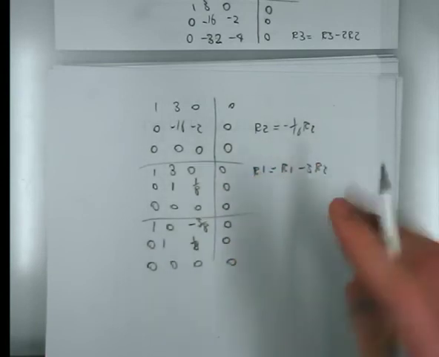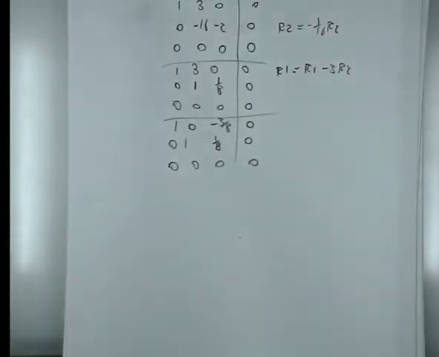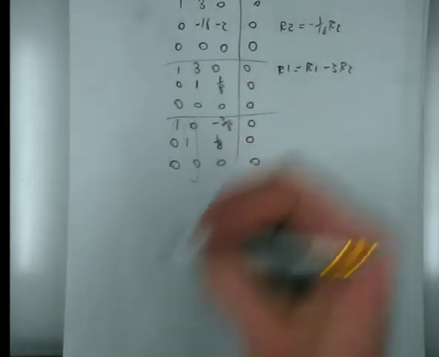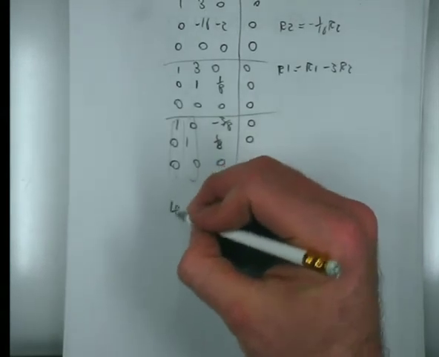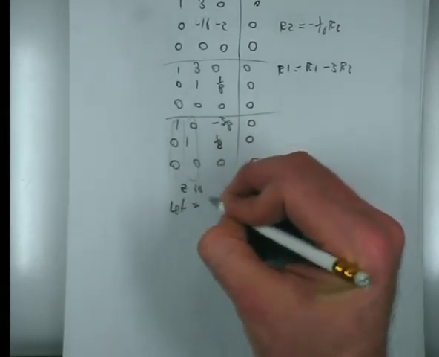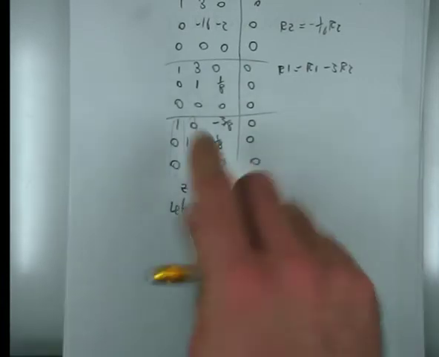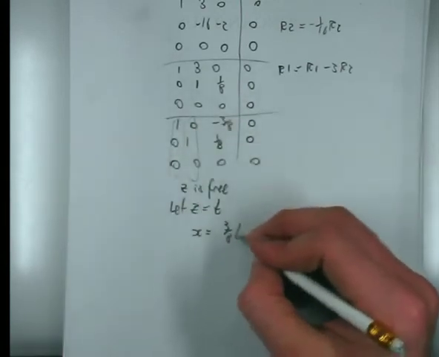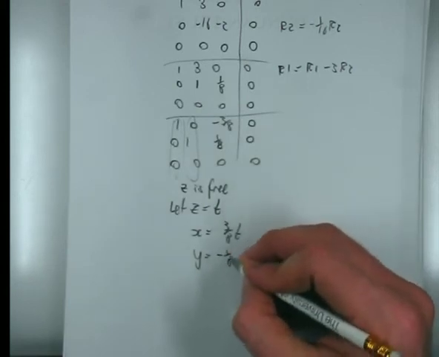And I get my favourite fraction, minus 3/8. Well, plus 3/8 is my favourite fraction, but that's close enough. Okay, so now these are pivots, and so I get a free variable in this column. So z is free, so let z be t, and then x will be 0 plus 3/8 of t, and y will be 0 minus 1/8 of t.